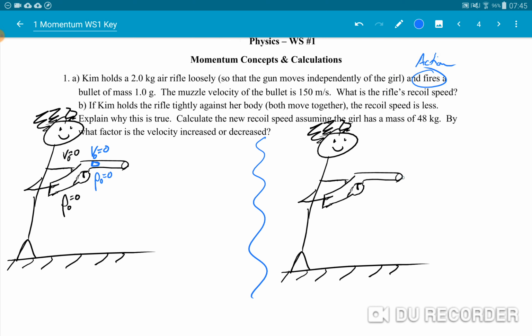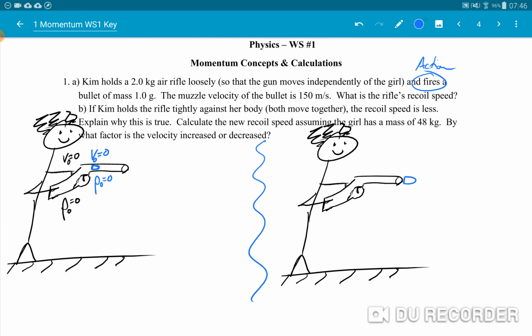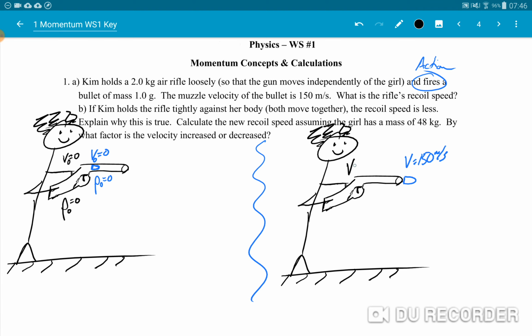You have the bullet come out of the barrel here, and we're going to assume it's the instant the bullet comes right out of the barrel, so we're not worried about it slowing down from air resistance or anything like that afterwards. Afterwards, we know that the velocity of the bullet here is 150 meters per second, and the velocity of the gun itself we're not sure about. That's what we're trying to figure out here.